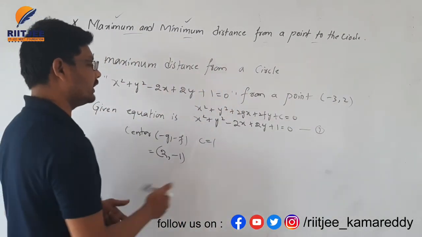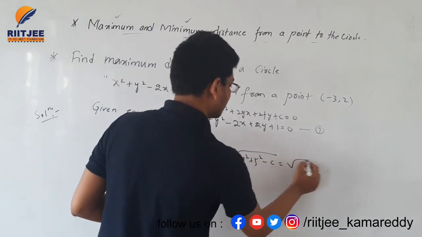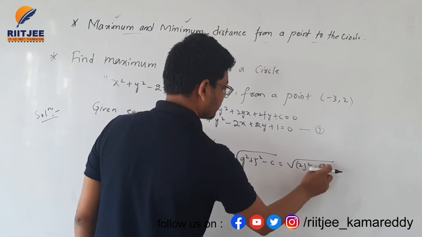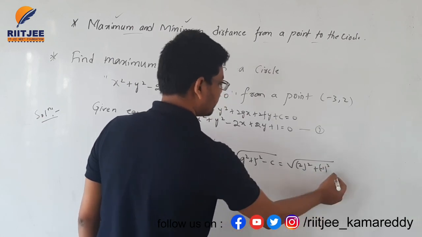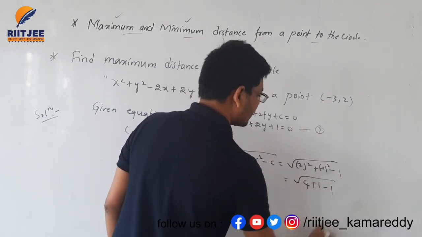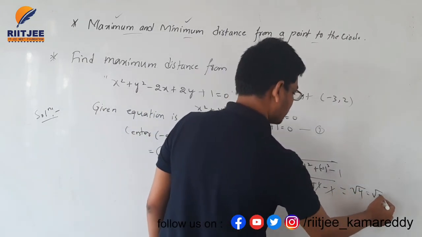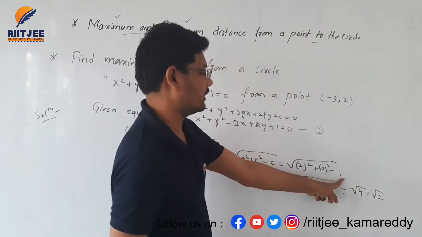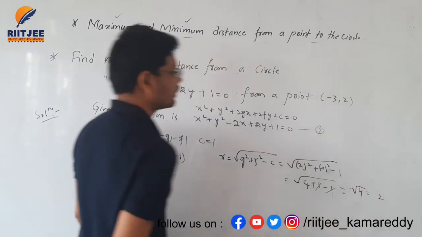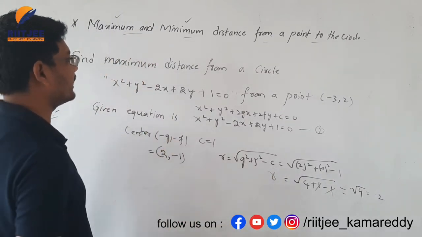Now the radius we need to find. Radius is nothing but square root of g square plus f square minus c. G square is 1 square, plus f is minus 1 whole square, and minus c is minus 1. That is 1 plus 1 minus 1, which is equal to 1. Square root of 1 is 1. This is r here.